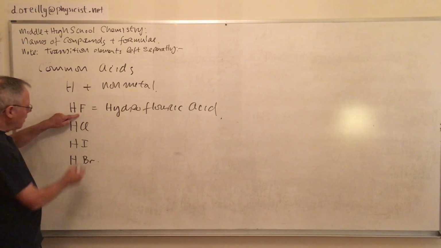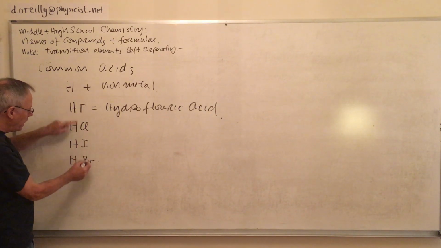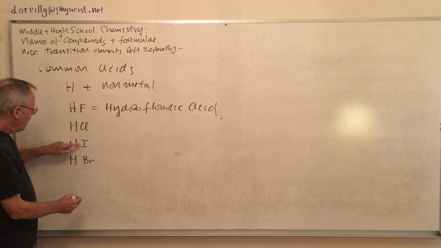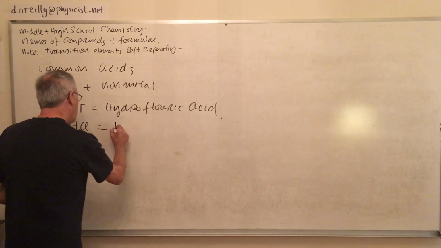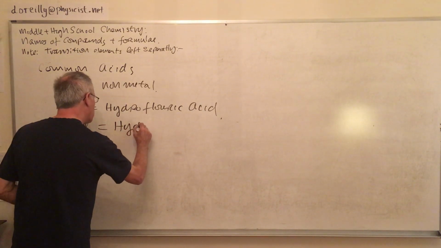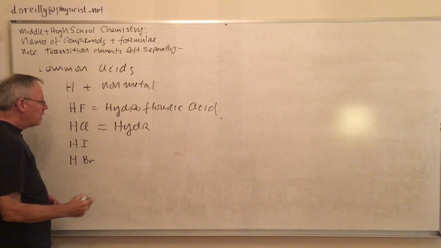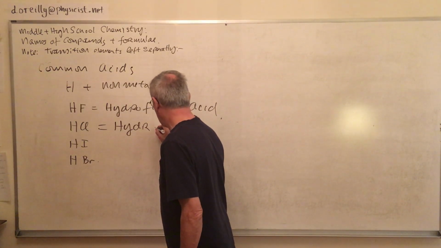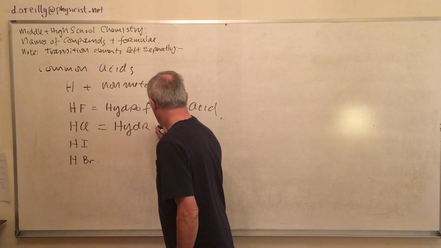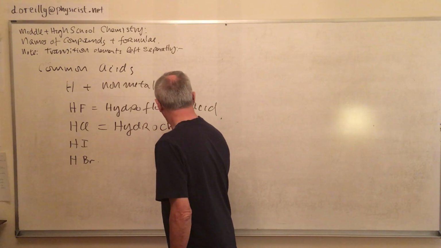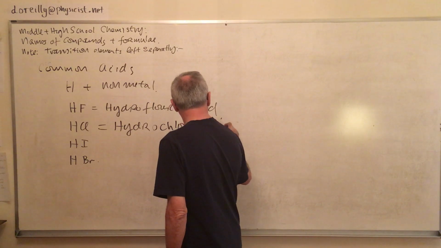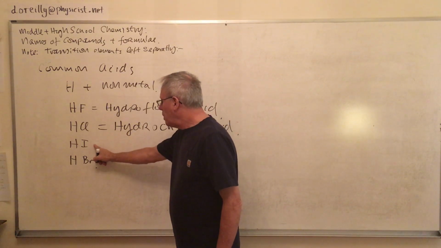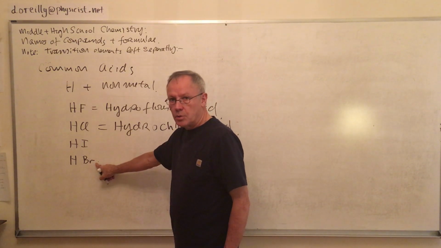I can take all of the halogens, fluorine, chlorine, bromine, iodine, astatine, and stick an H in front of them and get all the common acids that have two atoms, diatomic. Hydroiodic acid, hydrobromic acid, so you get the pattern.